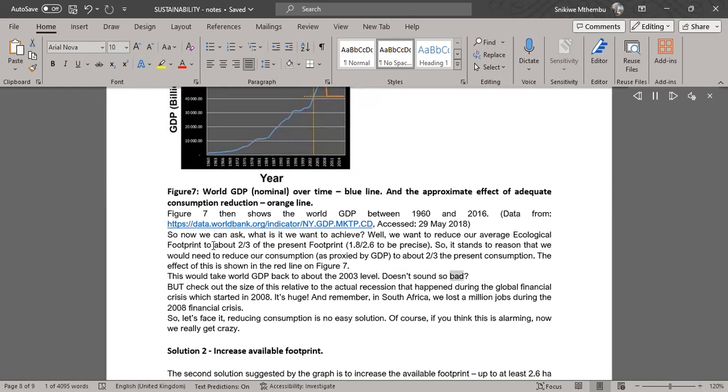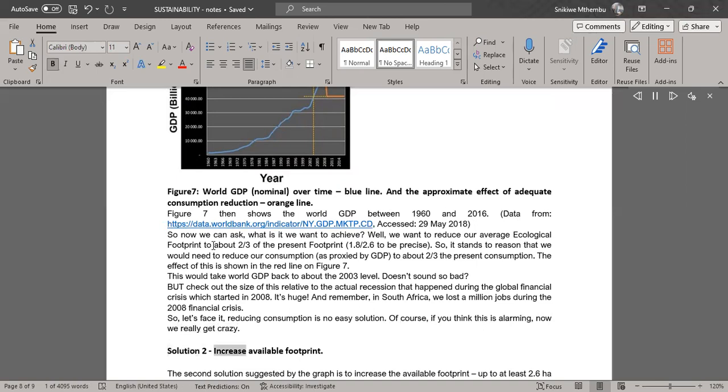Doesn't sound so bad. But check out the size of this relative to the actual recession that happened during the global financial crisis, which started in 2008. It's huge. And remember, in South Africa, we lost 1 million jobs during the 2008 financial crisis. So, let's face it, reducing consumption is no easy solution. Of course, if you think this is alarming, now we really get crazy.